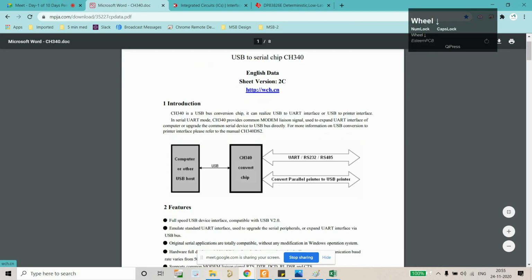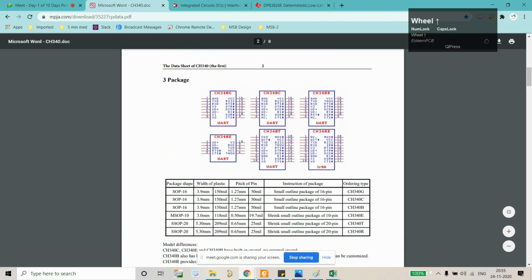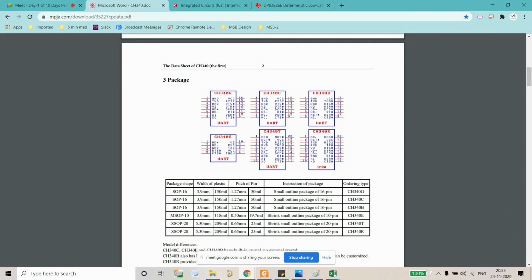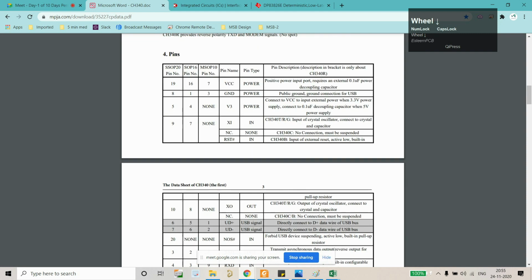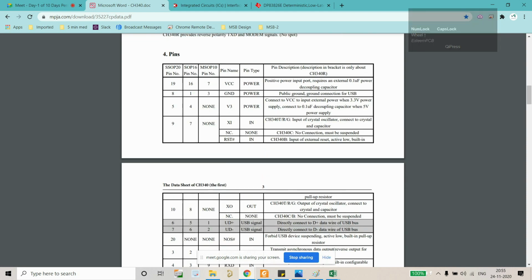So this is the generalized data sheet of CS340, but here it has one variant which is CS340C. The major advantage with this one is that if we are using this variant, we don't need to connect any external clock. Here we don't need to connect any external clock in case of CS340C. That is one advantage.